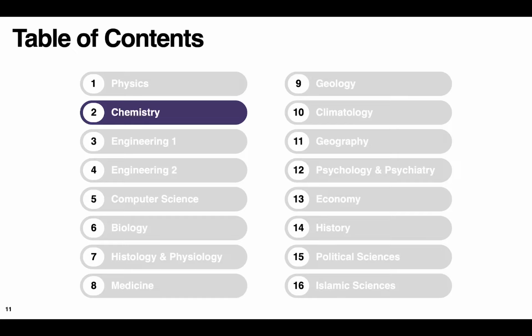Hi, I am Dr. Samir bin Osman, and in this video we're going to talk about the principles of chemistry. So chemistry is the study of the properties of atoms and the molecules that they form, as well as their interactions. So where does the chemistry happen?